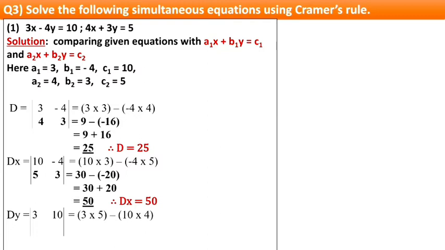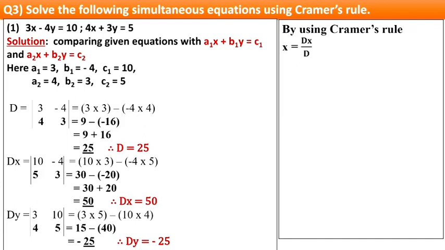Next, Dy equals what we will take here? a1, a2, c1, c2. a1, a2 is what? 3, 4 and c1, c2 is 10, 5. So 3 into 5 minus 10 into 4. 3 5s are 15 minus 10 4s are 40. So 15 minus 40 we get minus 25. So D value is 25, Dx value is 50 and Dy value is minus 25. Now we will use Cramer's rule.